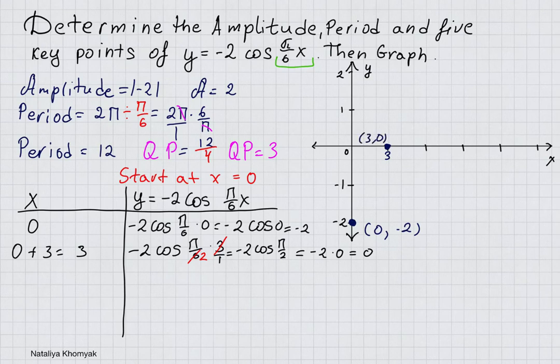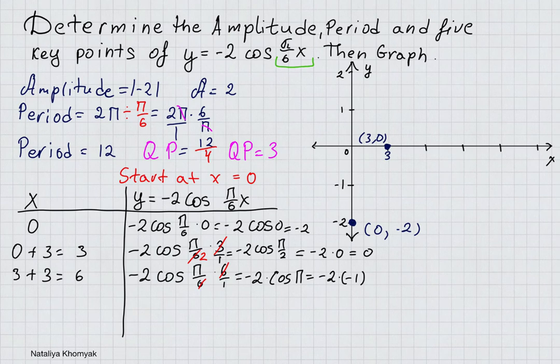The next x value will be 3 plus a quarter of the period, which is 3, and this is equal to 6. We have negative 2 cosine of pi over 6 times 6. 6 over 1. 6 and 6 will cancel, and we get negative 2 times cosine of pi. Cosine of pi is equal to negative 1, so we get negative 2 times negative 1. Negative times negative is positive, so we get positive 2.